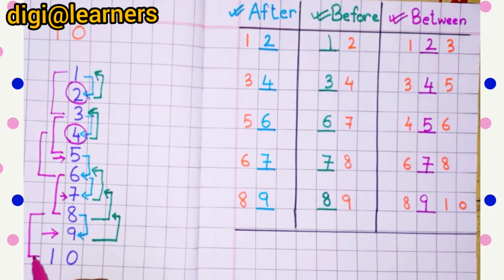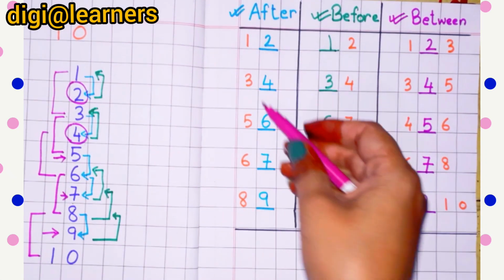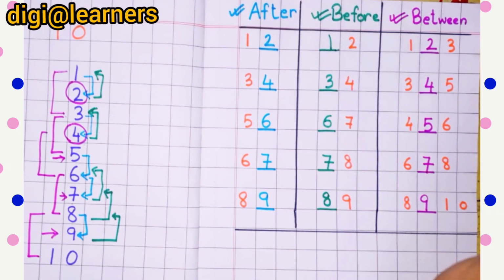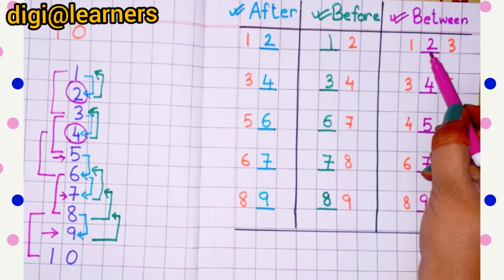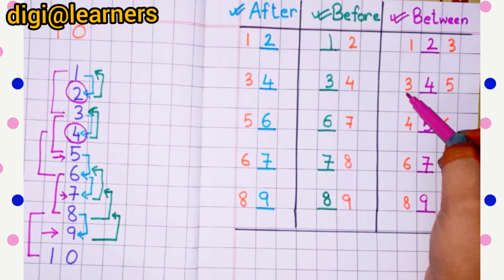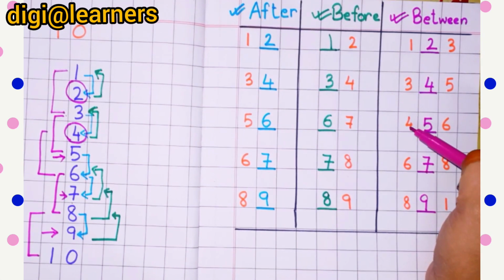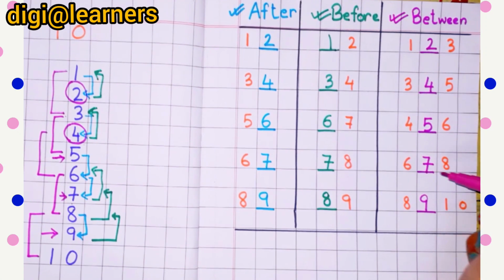There is also another way using the concept of after number. Whatever concept you have of after number you can use for between also. Means what comes after 1? 2. What comes after 3? Comes 4. What comes after 4? Comes 5. What comes after 6? Comes 7. And what comes after 8? Comes 9.